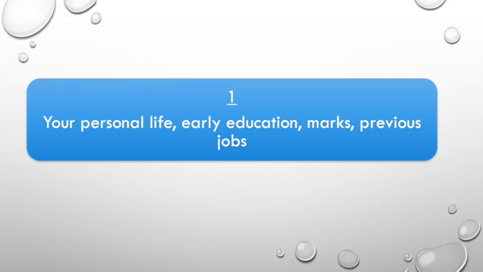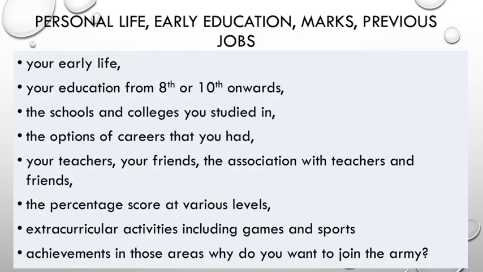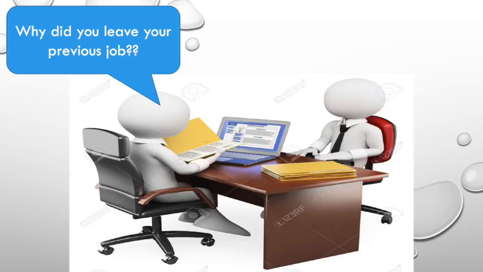The first part of the questions pertains to your personal life, your early education, your marks, your previous jobs, etc. Here, he may ask you questions about your early life, your education from 8th or 10th onwards, the schools and colleges you studied in, the options of career that you had, your teachers, your friends, the association with teachers and friends, the percentage score at various levels, the extracurricular activities including games and sports, and something about your achievements in other areas. A few tricky questions can be asked here, like why did you leave your previous job?